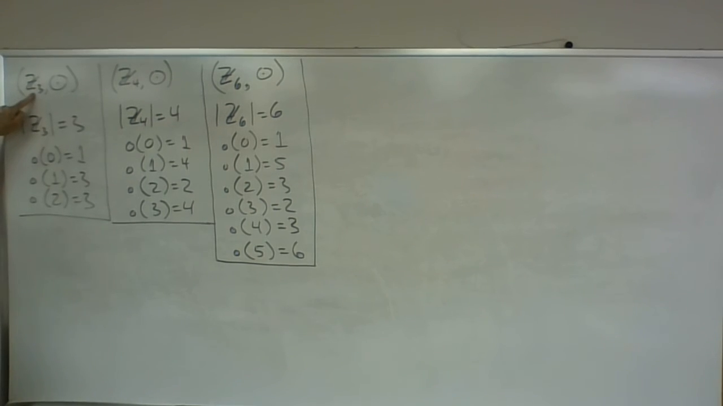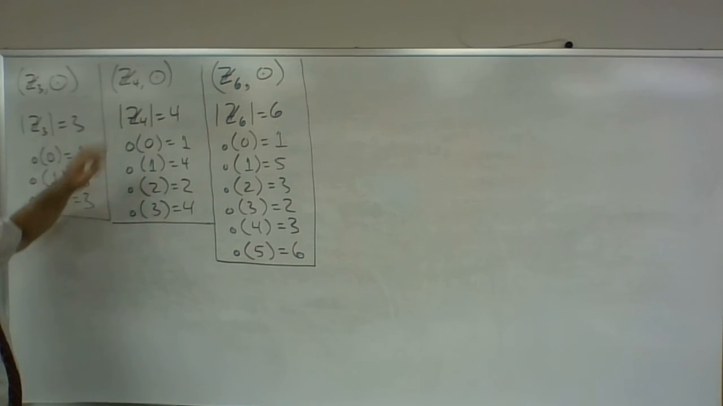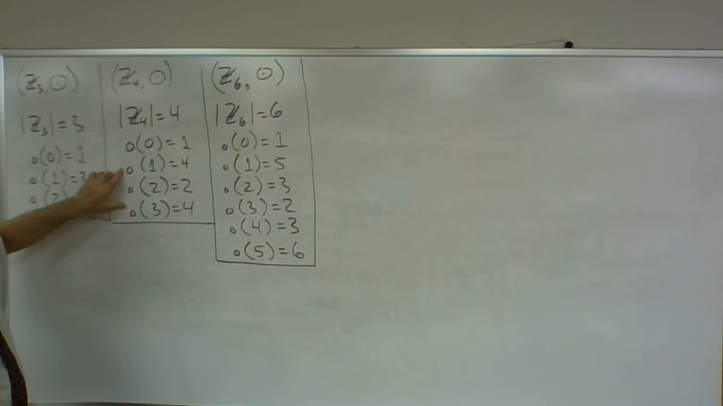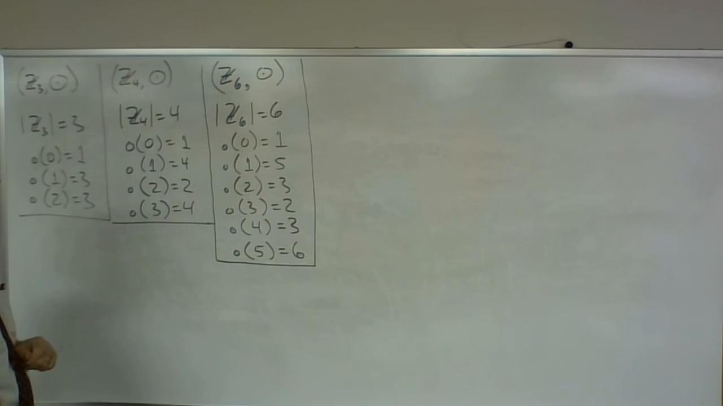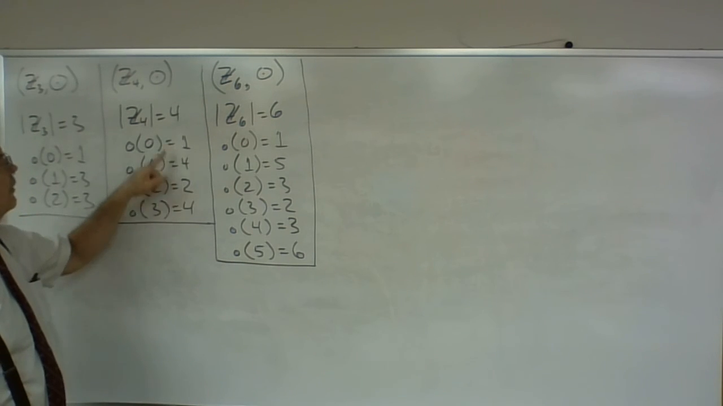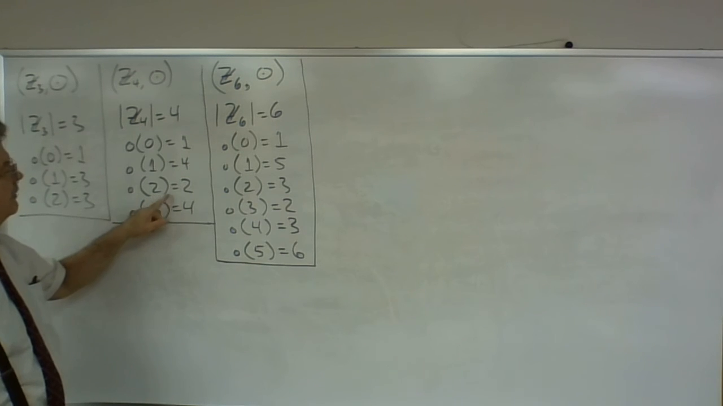In Z3 under addition modulo 3, the order of the identity is 1. The order of all of the other elements is 3, the same as the order of the group. In Z4 under addition modulo 4, the order of the group is 4. The order of the identity is 1. And the order of 2 of the elements, 1 and 3, are 4, just like the order of the group is 4. But the order of element 2 is 2. The order of the group is 4, but the order of this element is 2.